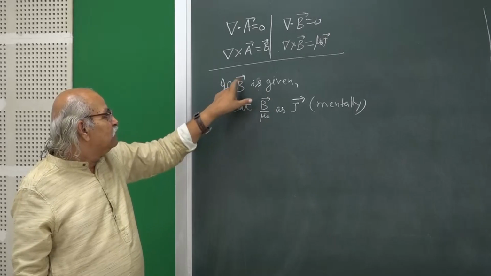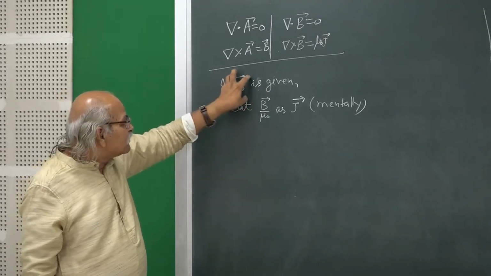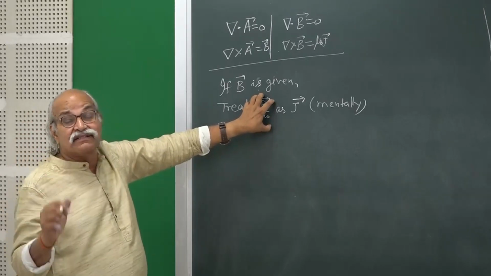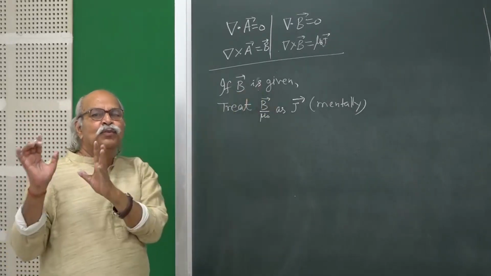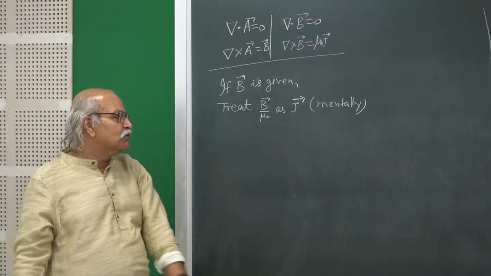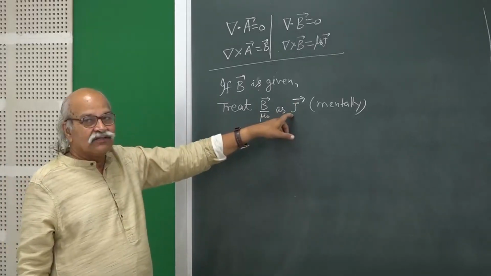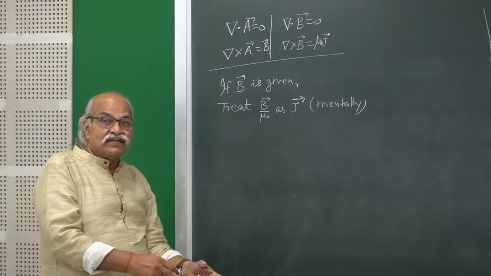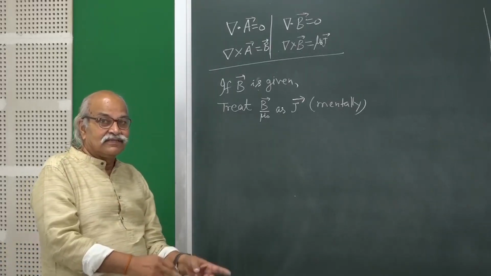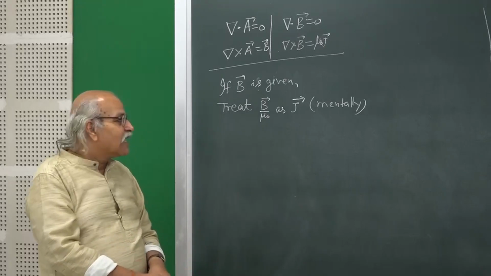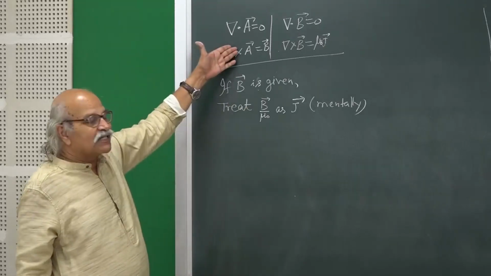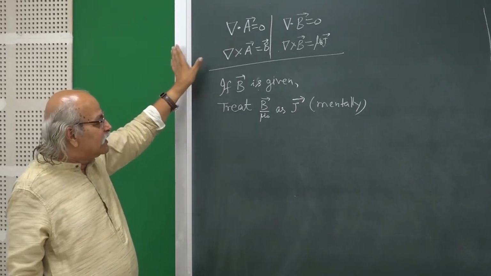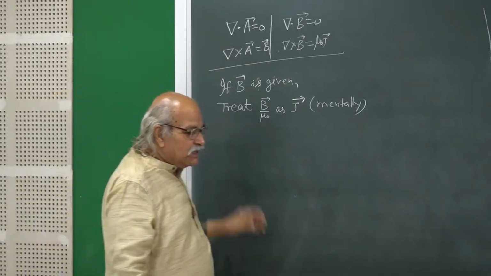You know B is given. So, just look at the mathematical expression. It is a function of x, y, z, and just assume that this function is giving you the current density, and if that is the current density, what is the magnetic field? That expression you write, and that expression will be just the expression for A.